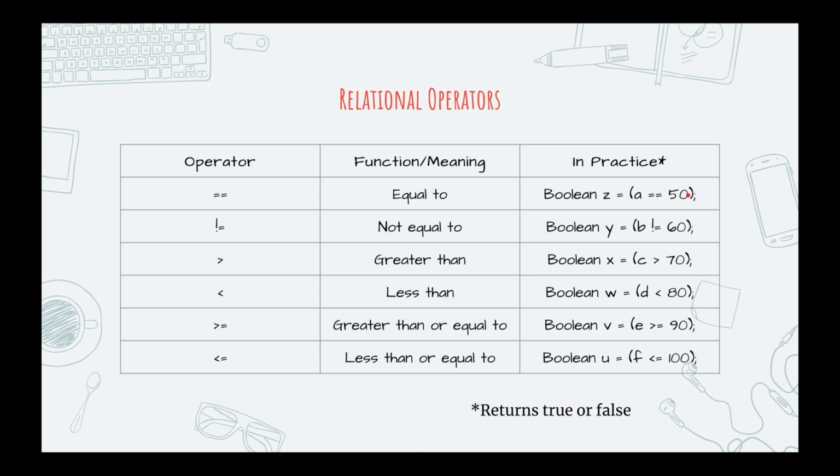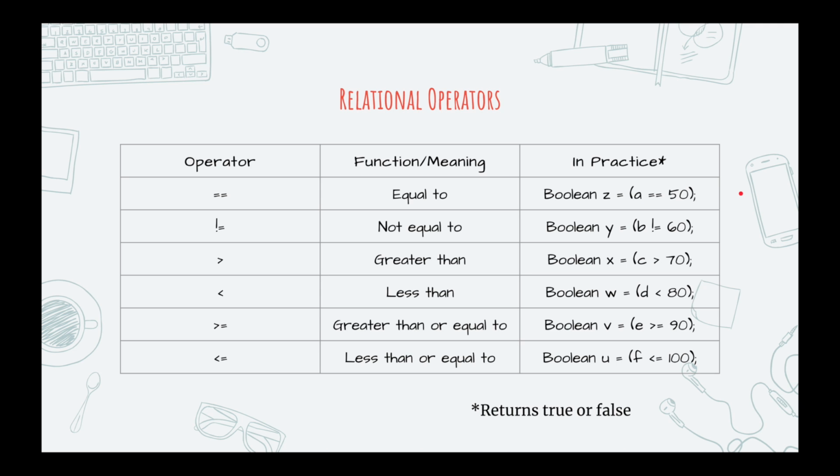Now, if a is not equal to 50, let's say it's equal to 55 or 45, basically any number that is not 50, when we declare that and say, hey, is this number equal to 50? It's going to return false. Therefore, z will equal false.